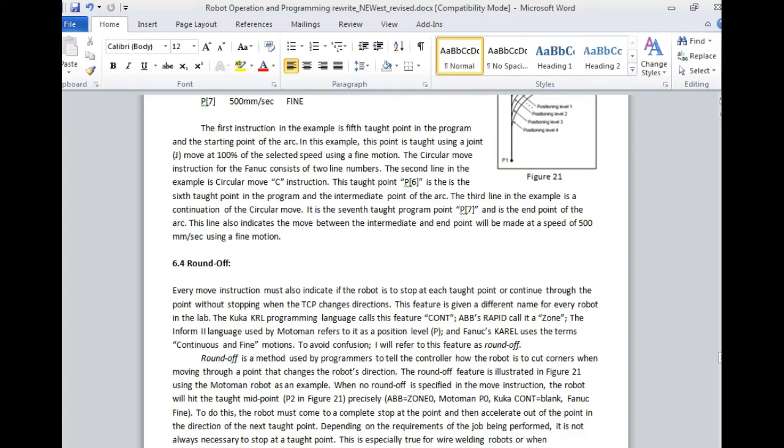Y'all understand? And so that's why we're going to call this round off. Round off is a method used by programmers to tell the controller how the robot is to cut corners when moving through a point that changes the robot's direction.